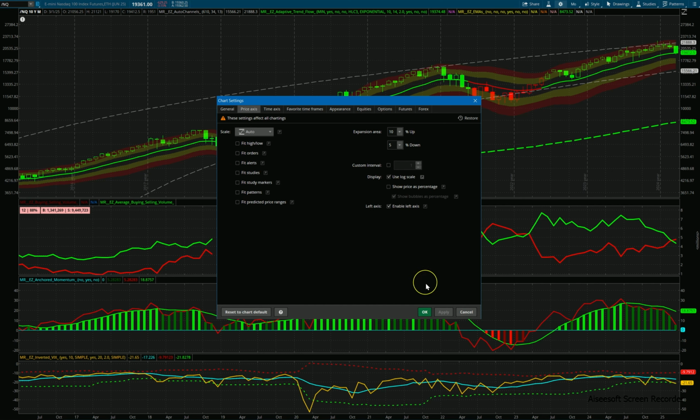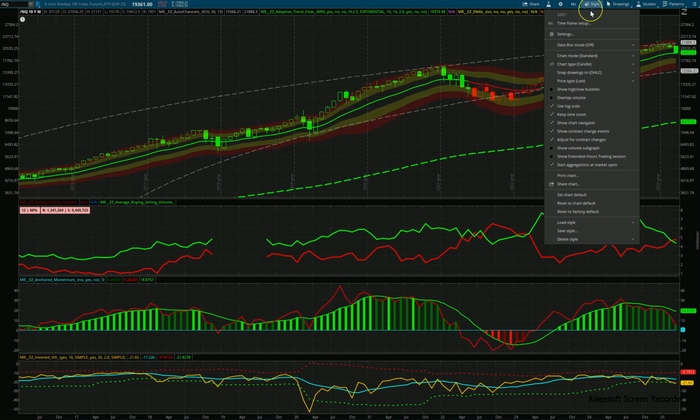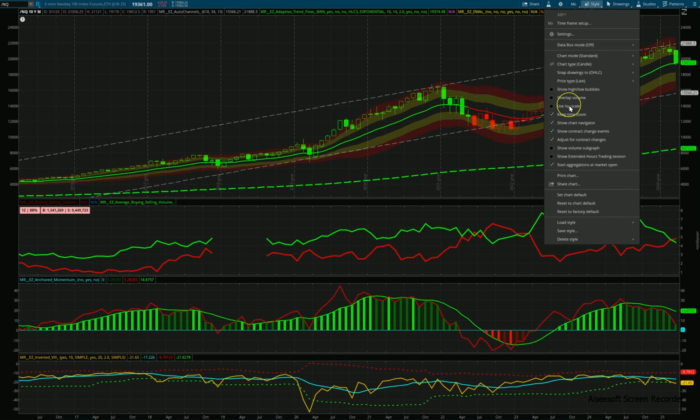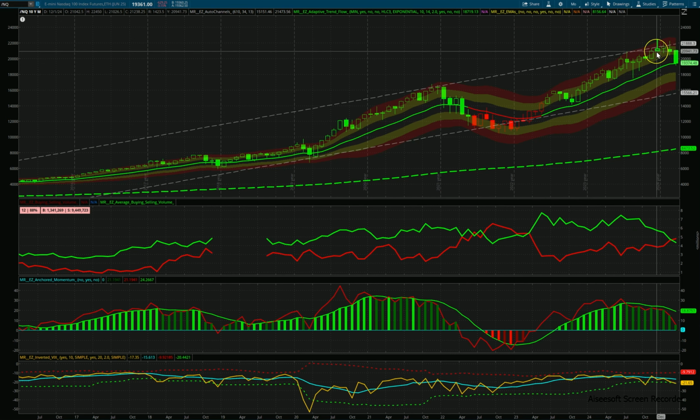I could have gone the other way. I'll do that. I enabled this to be under the style on the main menu, so I don't have to burrow into the settings. So I go to style, and I go down to use log scale, and it gives me a different channel, which is actually better. That's what I've been dealing with.